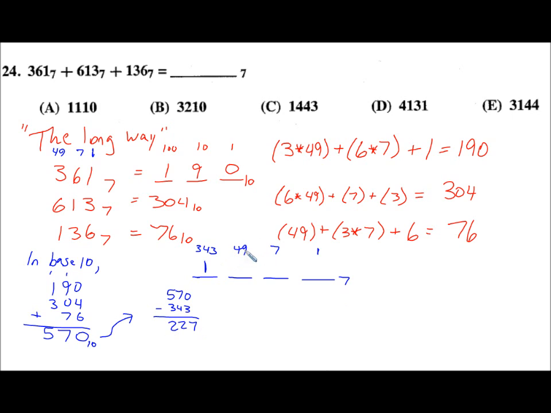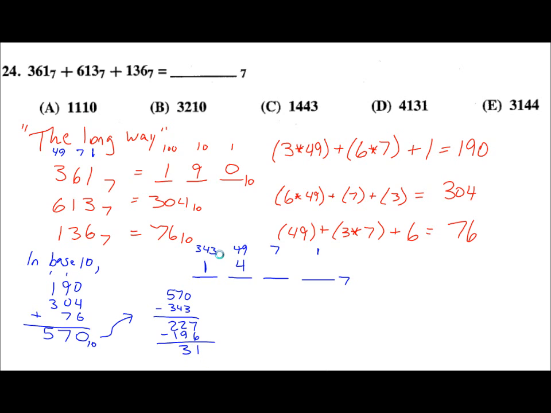So if we account for 1 unit of 343, we have 227 left over. We want to see how many 49s are in that. So if we divide 227 by 49, we get 4 point something. So there are 4 units of 49. Now if we do 4 times 49, we get 196, so we need to subtract 196 here, since we're accounting for 4 units of 49. So 227 minus 196 leaves you with 31.